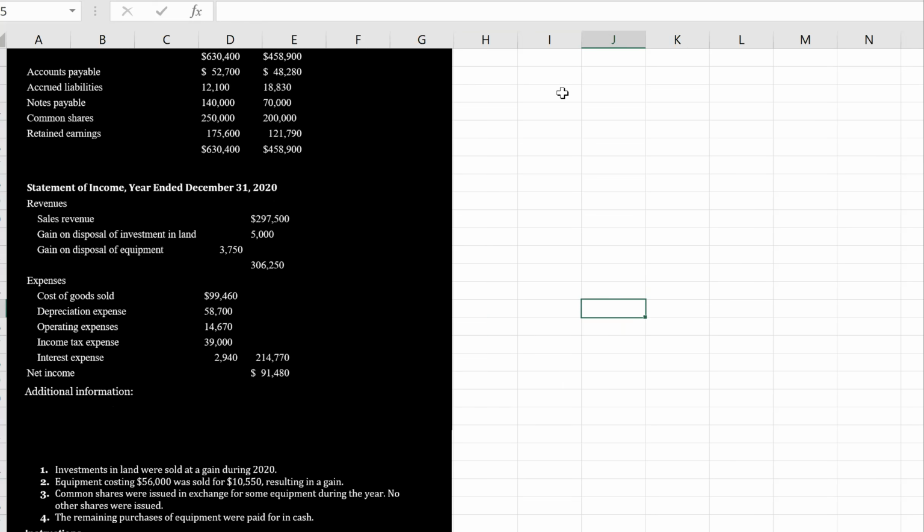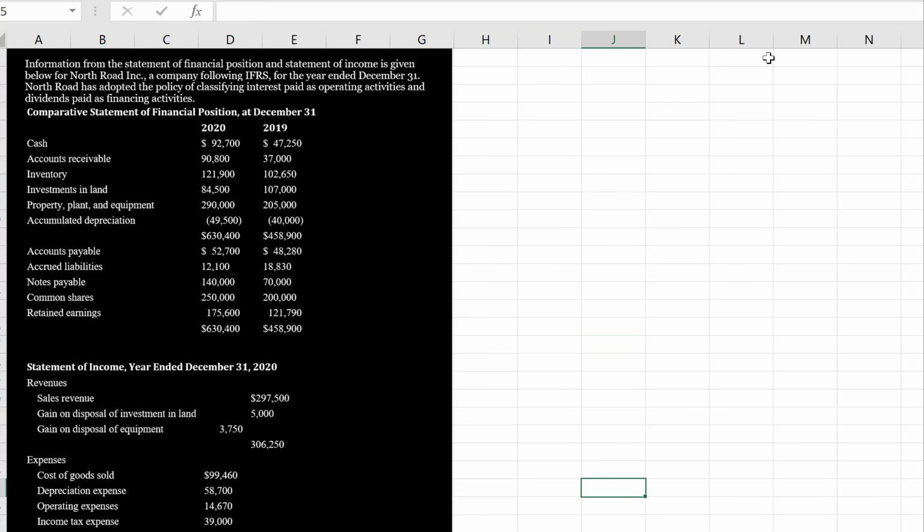Okay, so the indirect method. The first thing we're going to do is set up our cash flow statement. This is definitely the easy part. We're just going to put the name of the company, North Road Inc. We're going to have that it's a statement of cash flows. And we're going to say for the year ending December 31st, 2020.